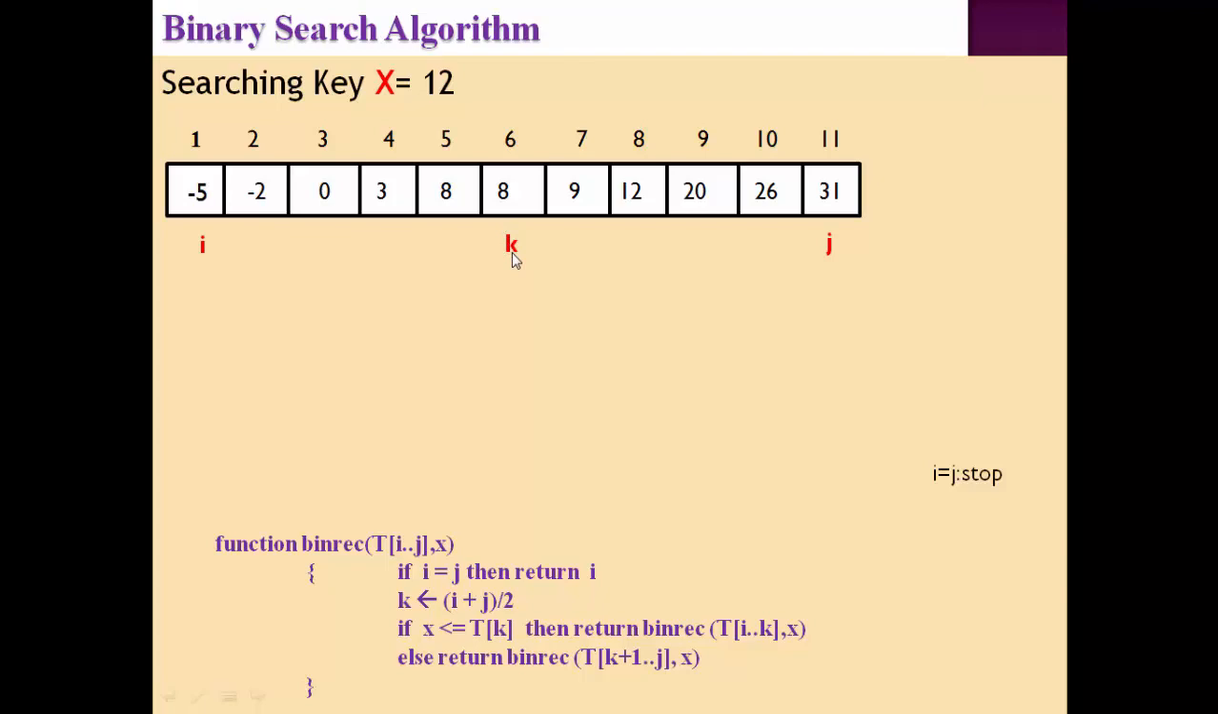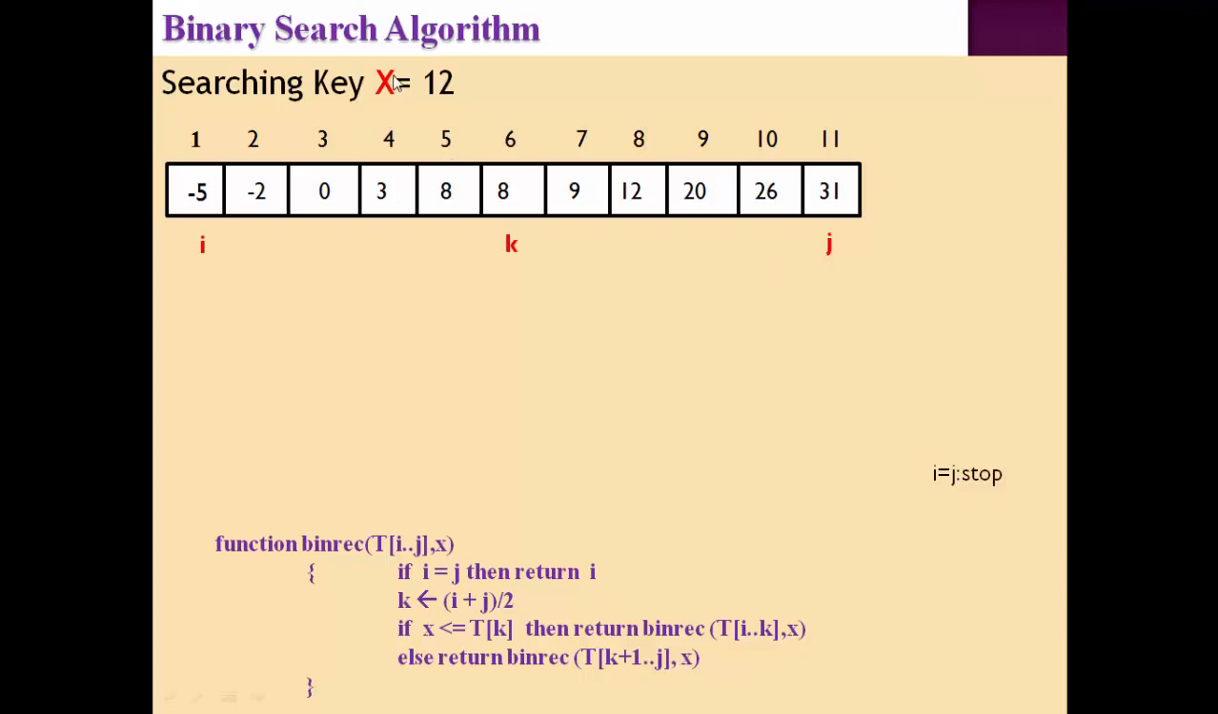Now the next step is to compare our searching element with the middle element. Our middle element is 8 and its index is 6. If your searching element is less than or equal to the middle element, it means that our element will be available inside the left part. If it is greater than the middle element, it means that our searching element will be available inside the right part. So from the very first step, we can save half of the time. Either we have to search in the left part or in the right part.